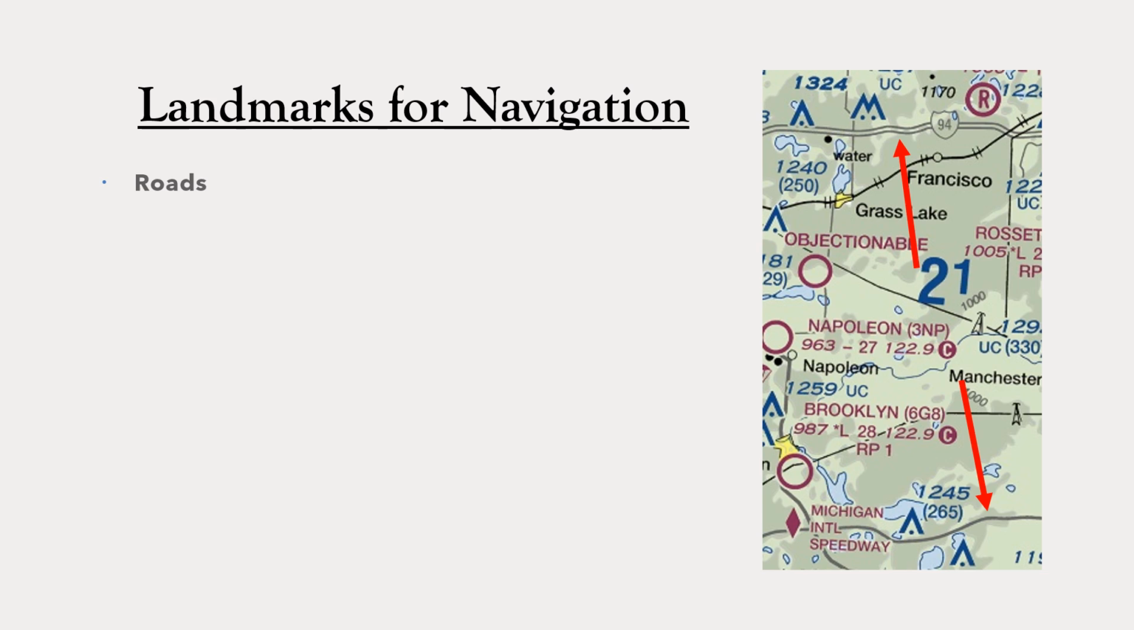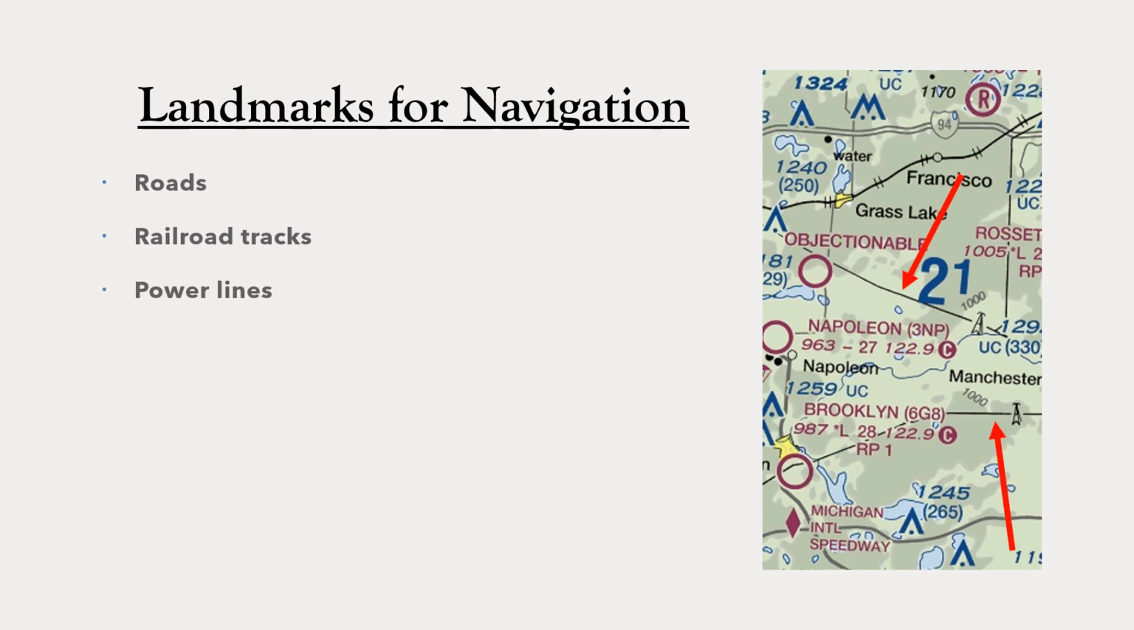Also, single lane roads show up on the sectional chart. Sometimes those don't work as well as landmarks because there's a lot of other single lane roads around, and it can be hard to tell whether the road you're looking at is the road that's on the chart. Railroad tracks show up on the chart. They make pretty good landmarks most of the time because there's not that many of them. So when you see one, you're usually pretty sure that you're seeing the right one.